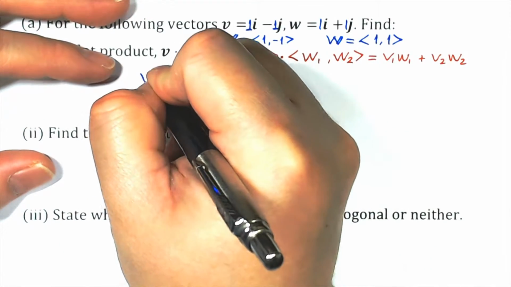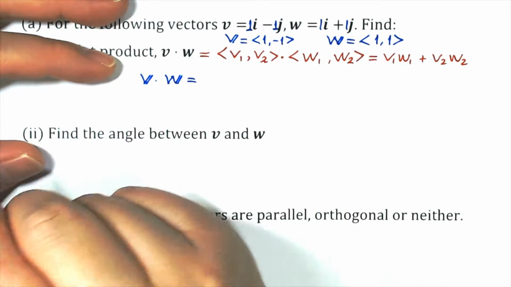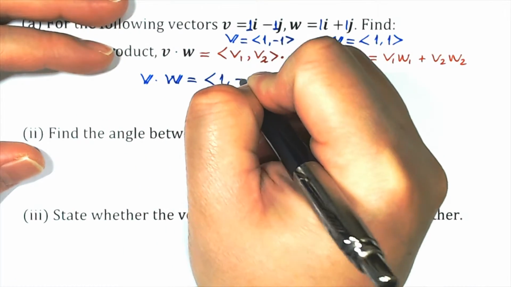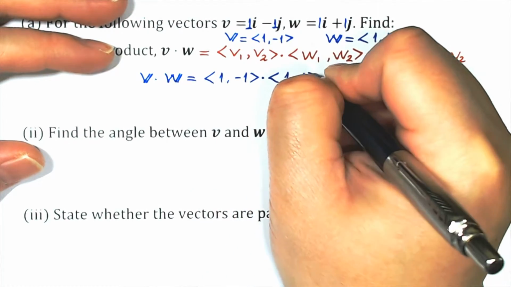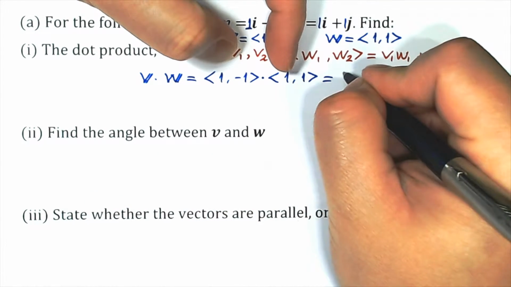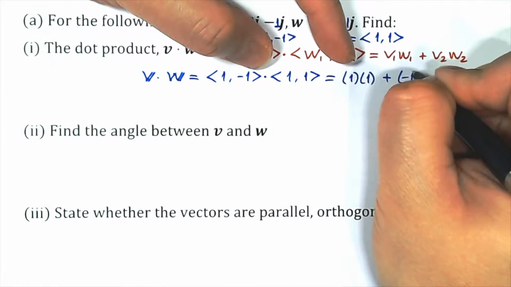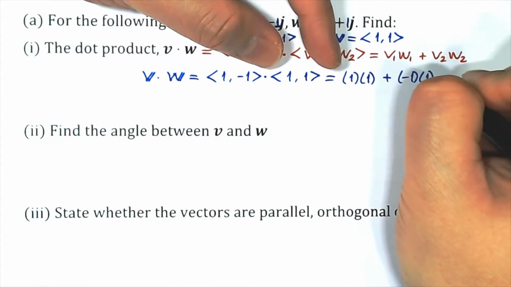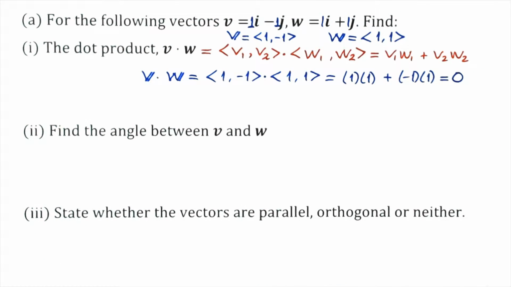So we have v dot w, vector v dot vector w, v is 1, negative 1, dot 1 and 1. So the sum of the products, 1 times 1 plus negative 1 times 1, and that is equal to 0. Right? We'll see what that means in a minute. Right, the angle between two vectors.